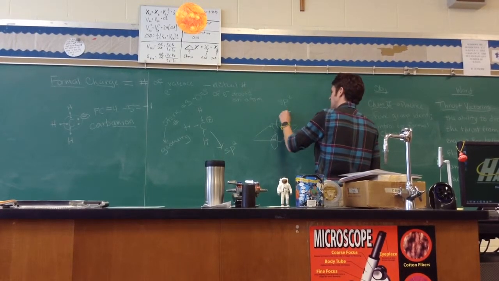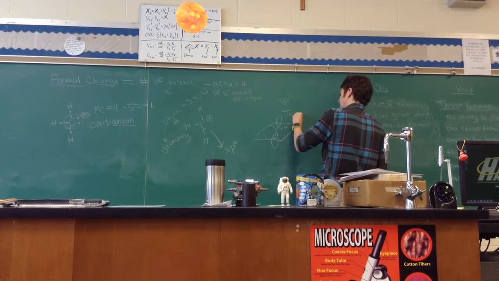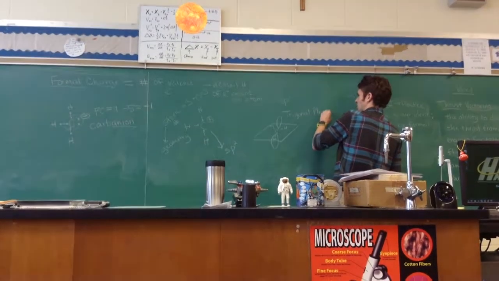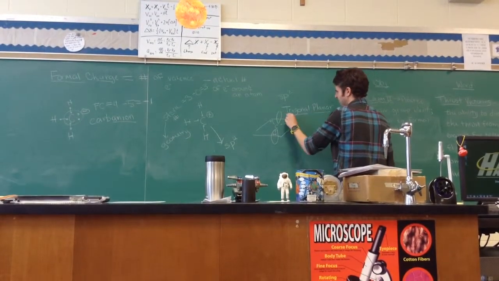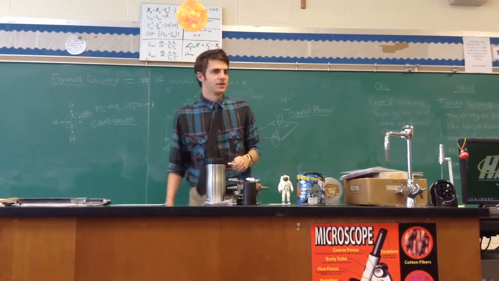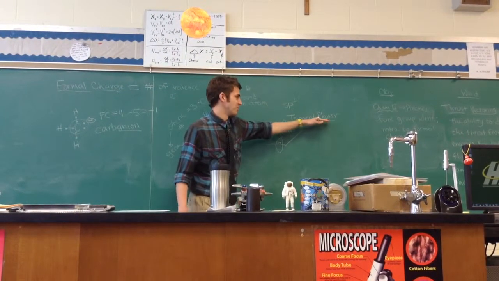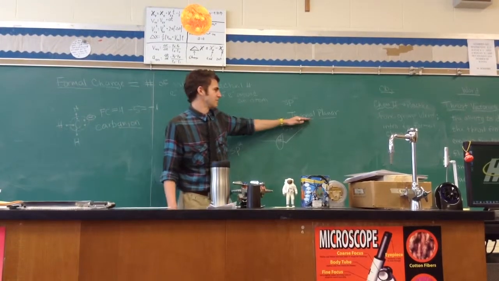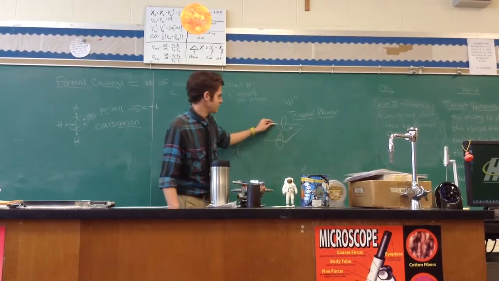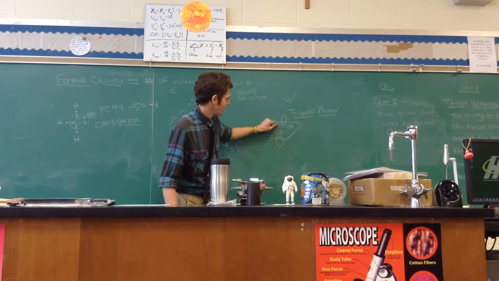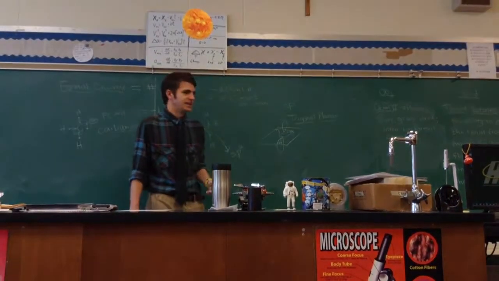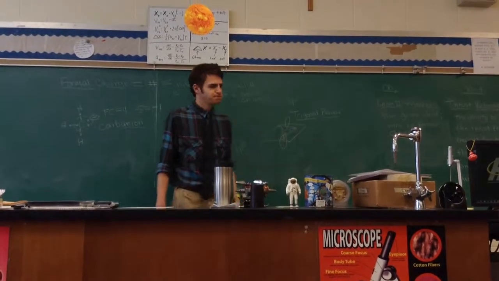And we call this trigonal planar. The planar part comes from just the fact that this is a flat plane. And the trigonal comes from like triangle, because you could actually draw like a triangle around the structure. So triangle plane, or trigonal planar.